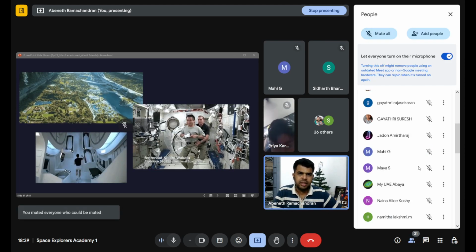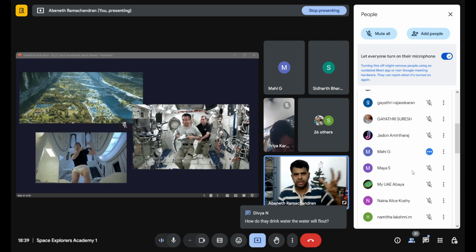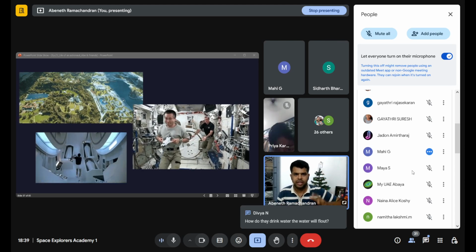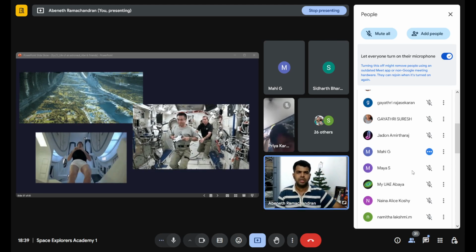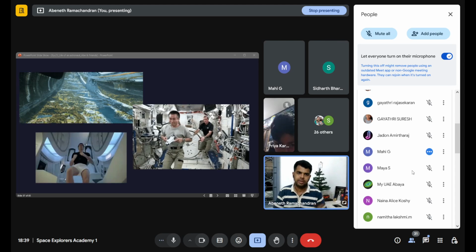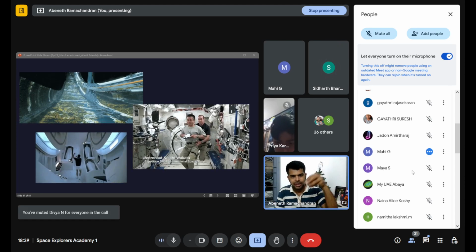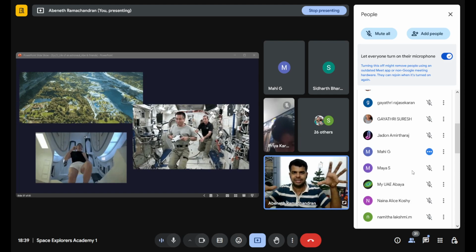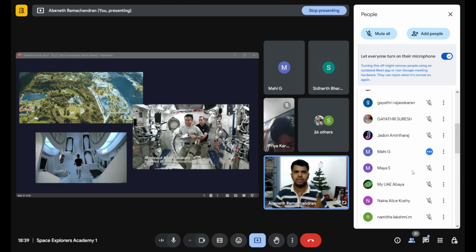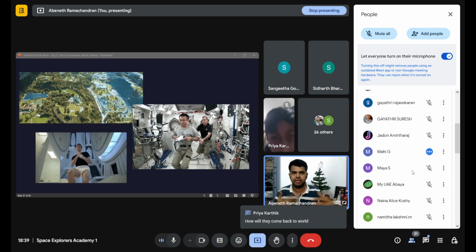Every 6 months, they'll have a resupply mission where they will also send oxygen cylinders if needed. That will be pumped inside. Imagine it is like your cycle tire, okay? The International Space Station is like a very big cycle tire, and you have to pump a little bit of air inside it so that it stays that way. The astronauts will constantly breathe and exhale carbon dioxide, and it will be recycled every time.